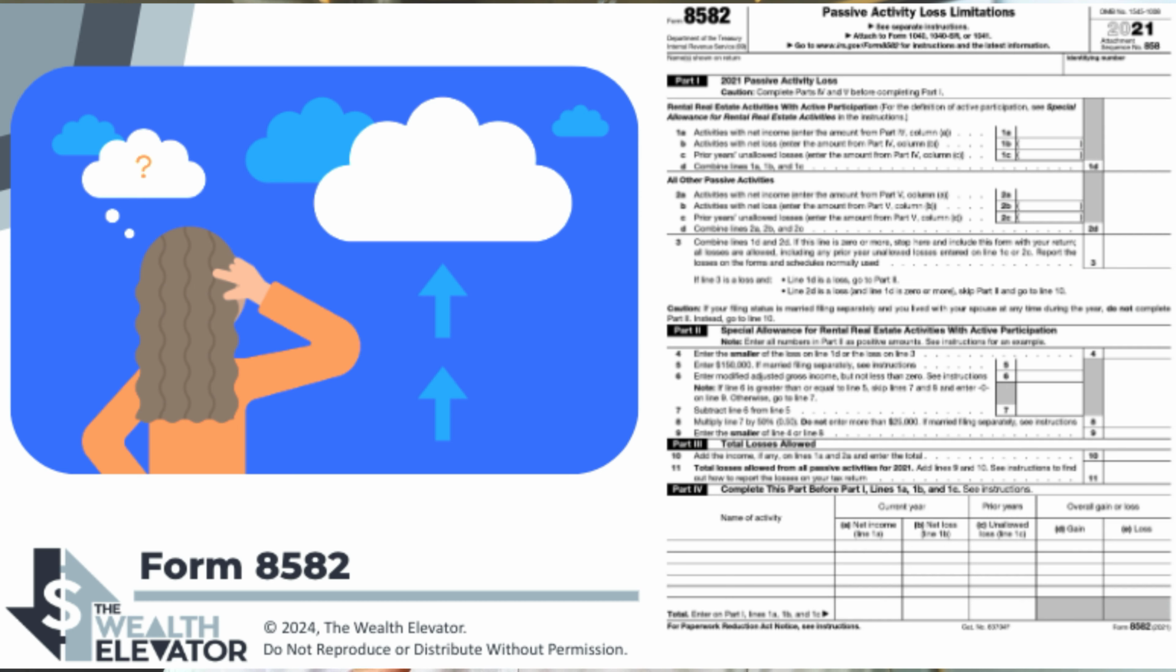Now, you may have a lot of suspended passive losses on your record. You can go to the 8582 form and see how much suspended passive losses you have built up. You may even have enough to not even worry about taxes.